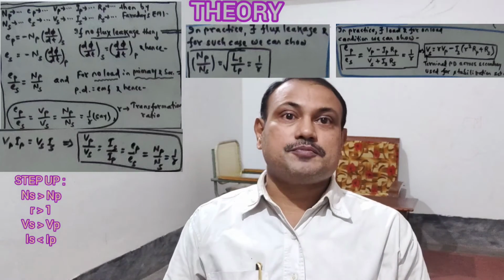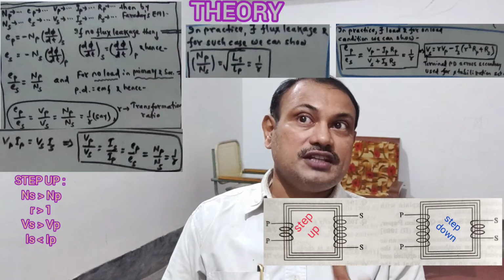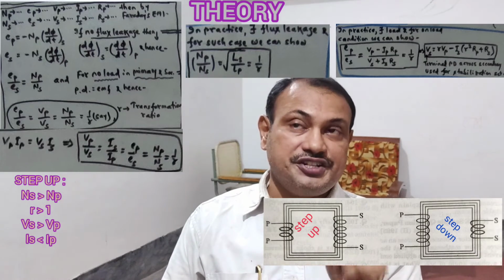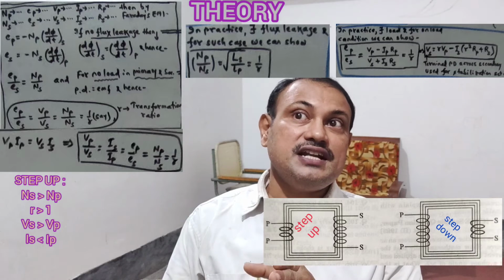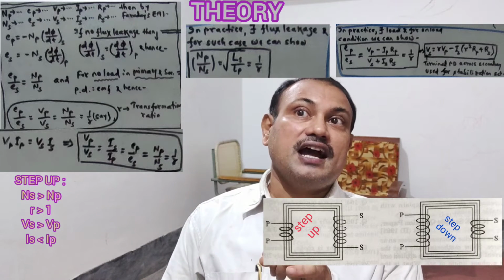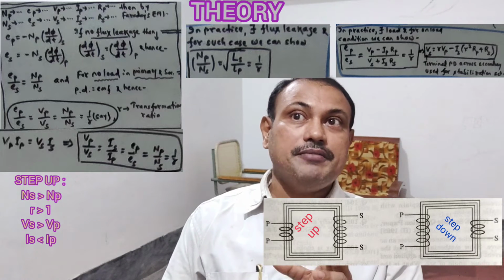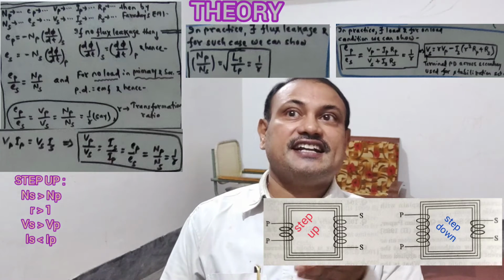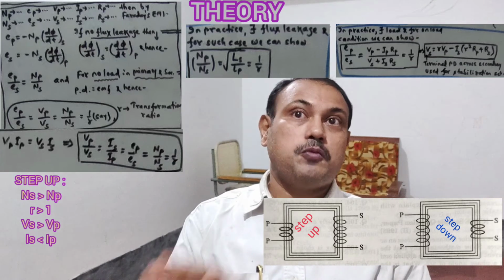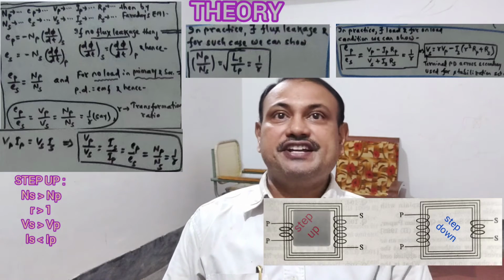This is a step up transformer. Number of turns in secondary is more than number of turns in primary, and turn ratio is greater than 1. The potential difference in secondary is greater than the potential difference in primary, but the current in secondary is less than the current in primary. That is, voltage increases and current decreases.